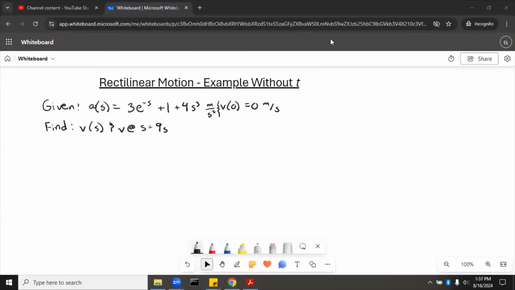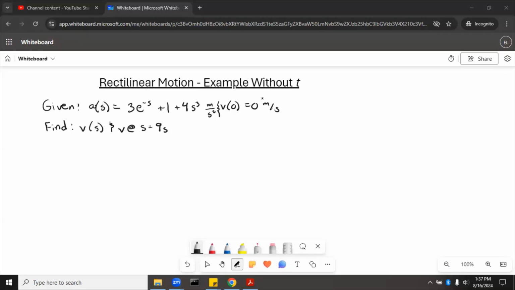In this example, we're going to do a rectilinear motion example without t. Say we're given acceleration as a function of position instead of as a function of time, and we need to find the velocity as a function of position, and then the velocity at a certain position. And we're not given t. Then in that case, we need to use the differential relationship that does not have t.